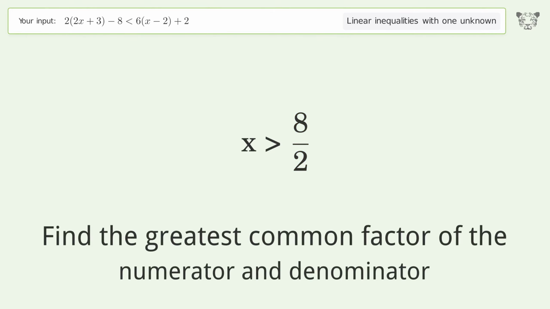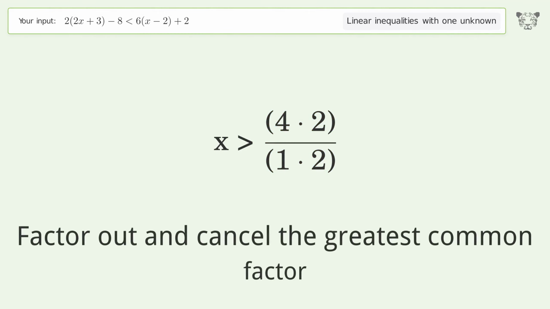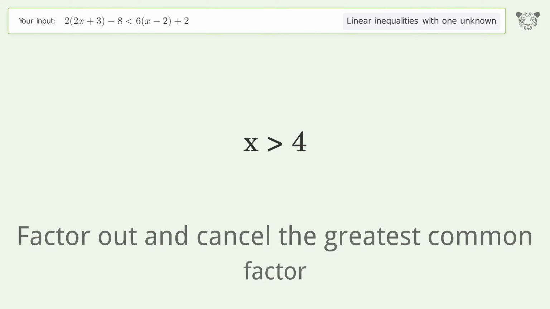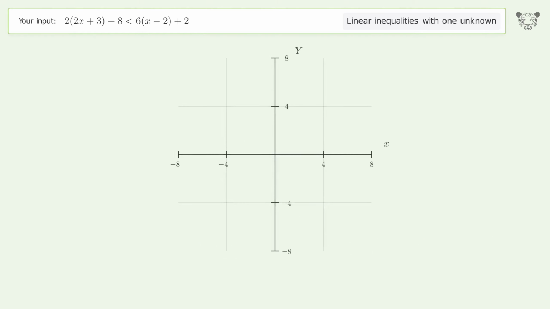Find the greatest common factor of the numerator and denominator. Factor out and cancel the greatest common factor. Plot the solution on a coordinate grid. And so the final result is x greater than 4.